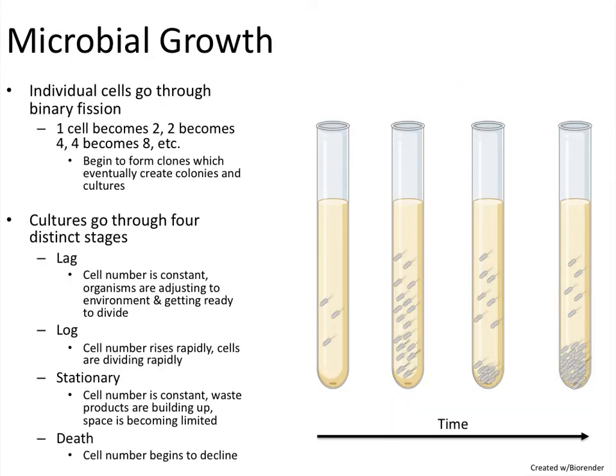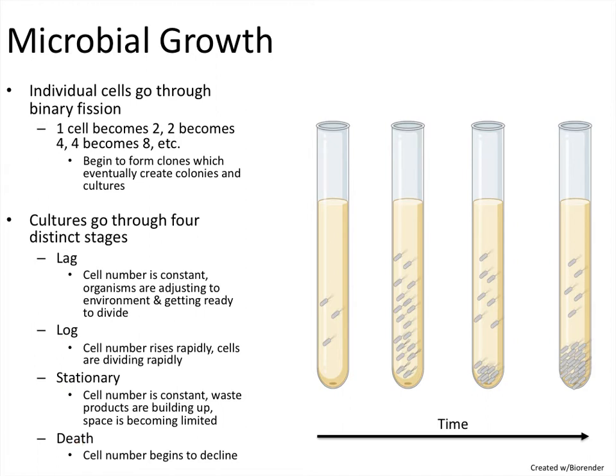There is a predictable pattern to microbial growth, and we can look at that pattern in a couple of different ways. As cells are going through binary fission, one cell becomes two cells, becomes four, becomes eight, etc. So basically, the population is doubling with every binary fission event. And cultures that are growing go through four distinct stages.